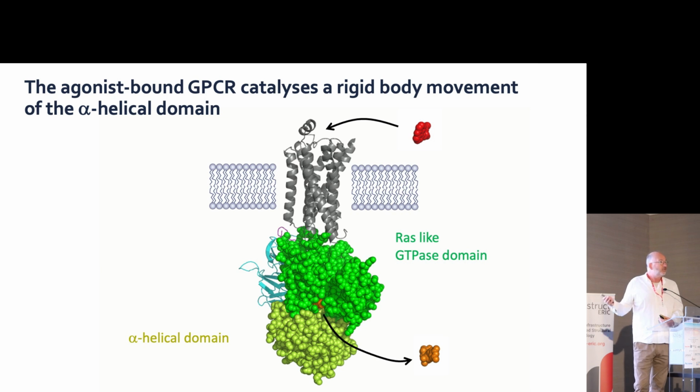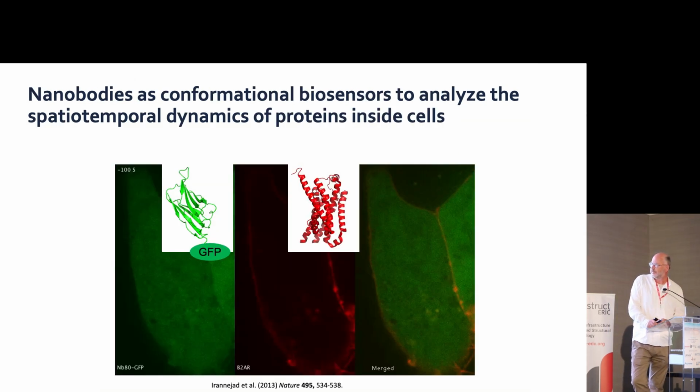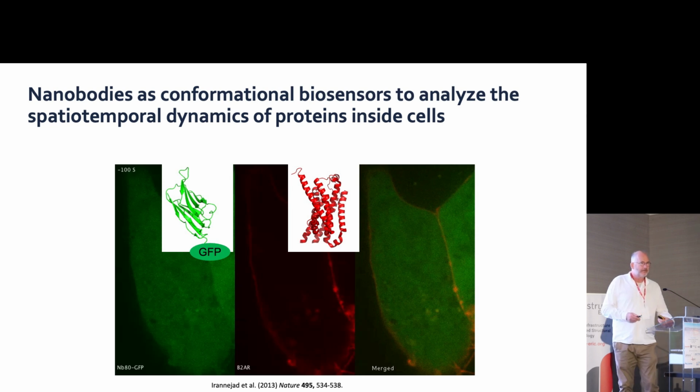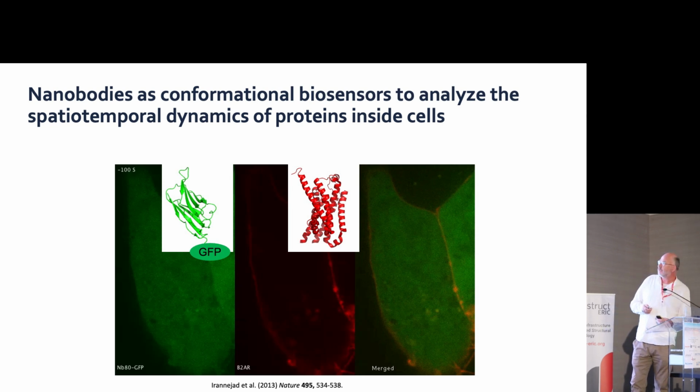So again, conformation, linking to structure by using the unique properties of nanobodies to stabilize conformational epitopes. What's really nice is that these nanobodies are small, but you can also express them inside cells. And this is just an illustration of this.